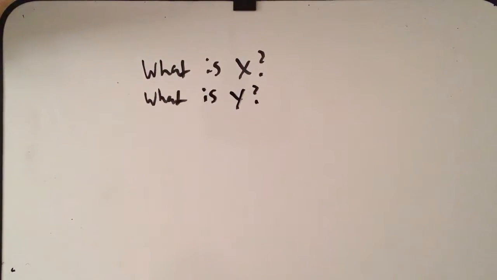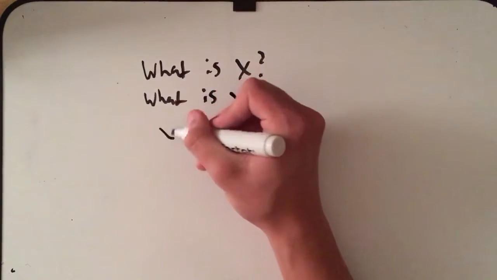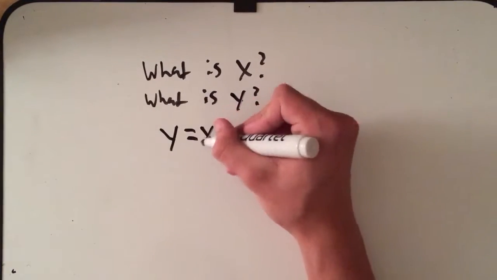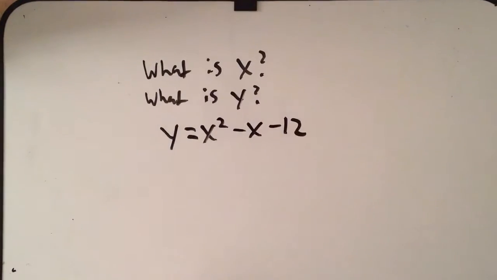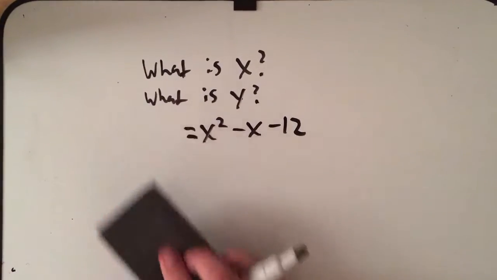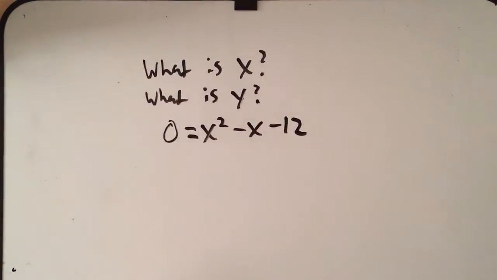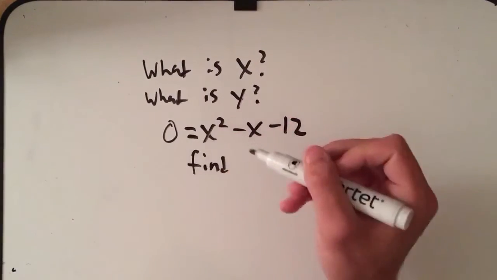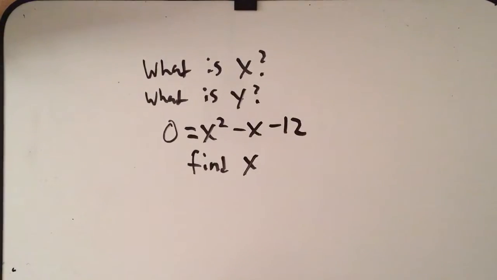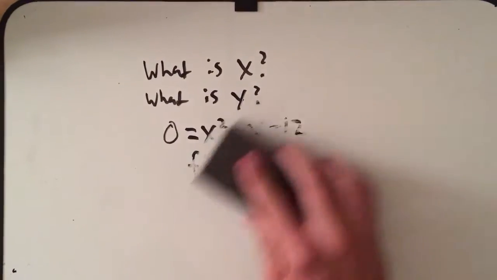So normally what you'd see is just maybe an equation like this, something like that, and you just solve, or maybe you'd see something like this, and you'd say find x. So the question is, what is x and what is y? I'm just solving something. Well, I don't understand this.